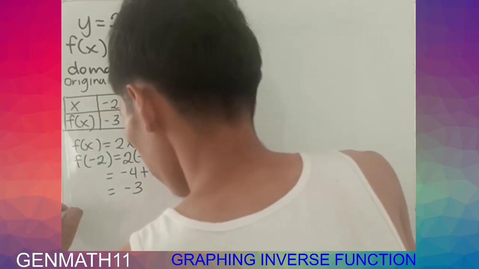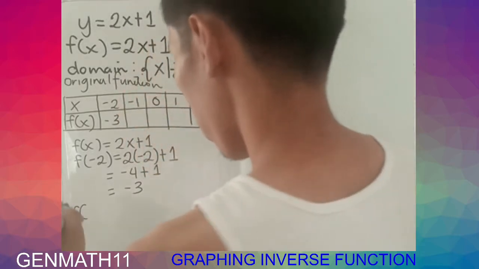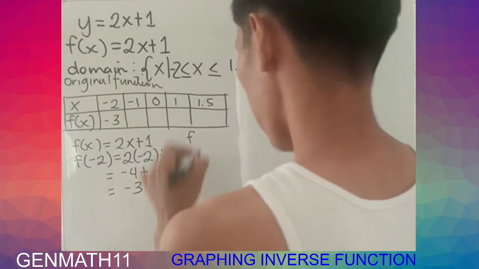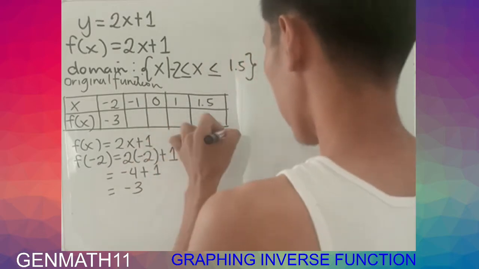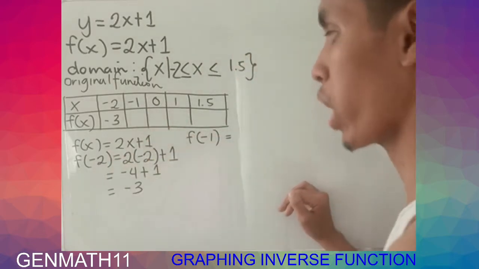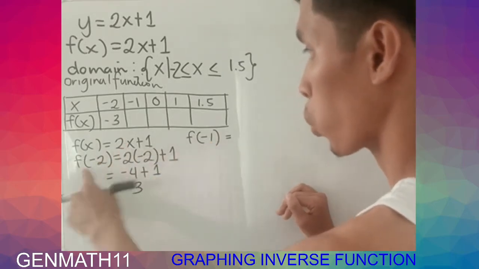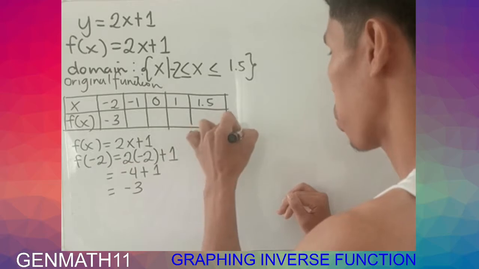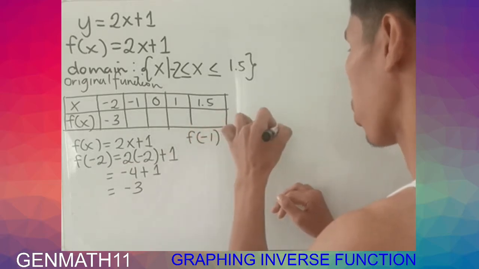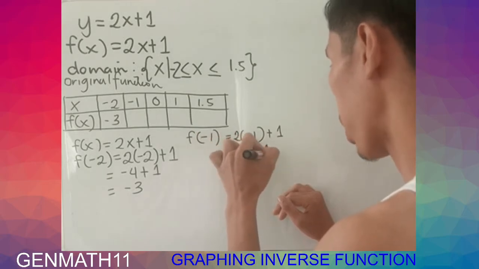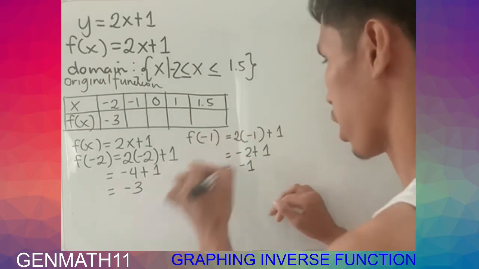Next. Kasya ba dito? Dito na sa kabila. So, negative 1. So, ang ginawa ko, sinortcut ko na lang. Then, papalitan lang din natin si x ng negative 1. Negative 2 kanina, ngayon negative 1 naman. So, 2 times negative 1 plus 1. Then, 2 times negative 1 is negative 2. Plus 1 is negative 1.